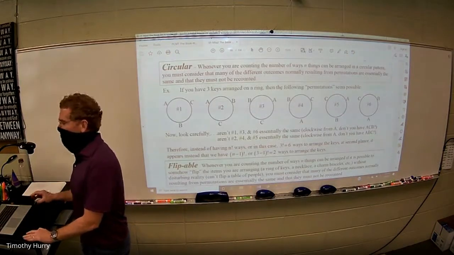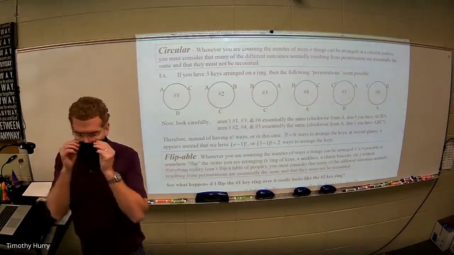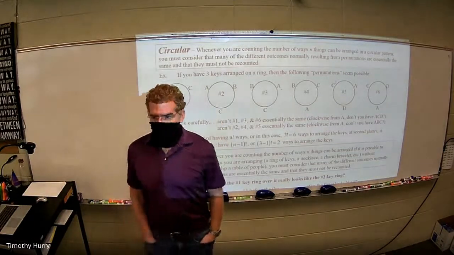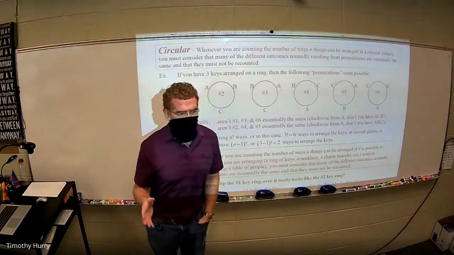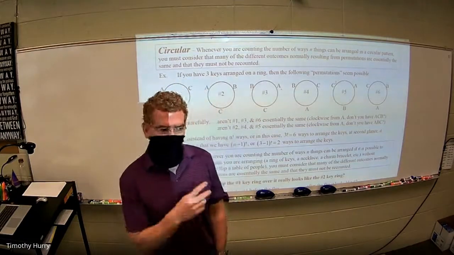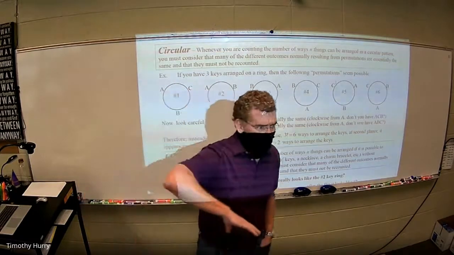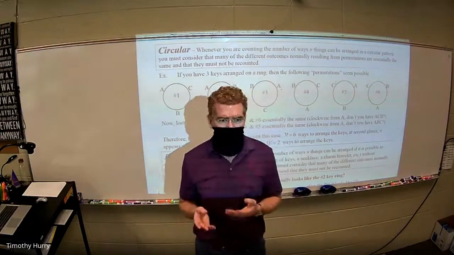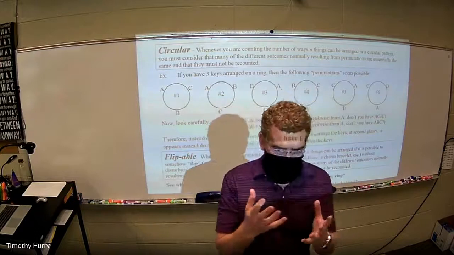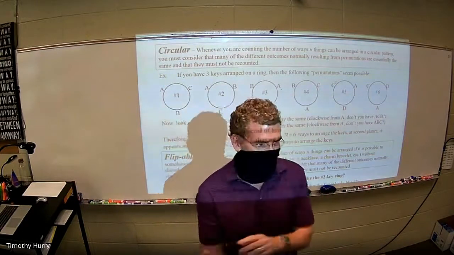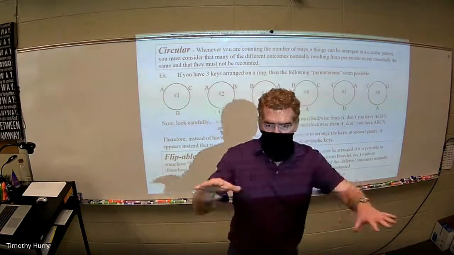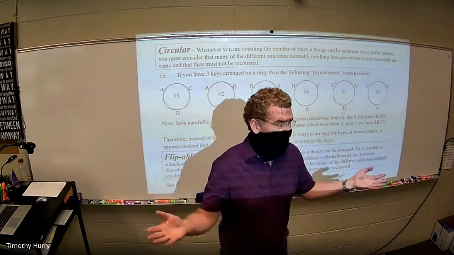Okay, so circular and flippable are the concepts I want to talk about today. So if you ever have a situation and you're trying to count the number of ways something could happen, and the scenario is not linear. Now, when I say linear, I'm being very vague. Like, if you're going to think about this room, for instance, and I'm putting you in different seats in this room, there's a lot of different ways I could arrange you, right? Assuming the order had an effect on the outcome.